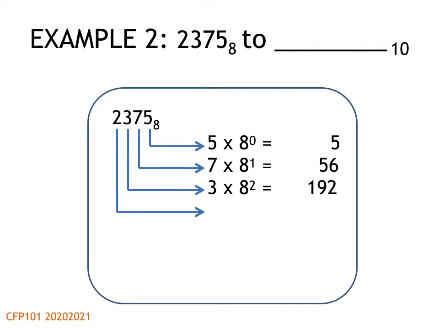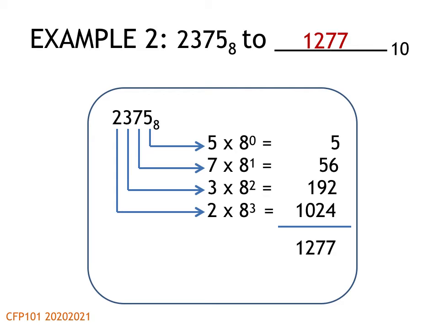Next, you have 2 times 8 raised to 3. Now 8 squared is 64. We multiply 8 to that to get 8 cubed. That becomes what? 512. So multiplying 2 by 512 will give you 1024. Then you sum up all the products, you get 1277. That's your answer. So 2,375 in base 8 is now equivalent to 1,277 in base 10 or decimal.